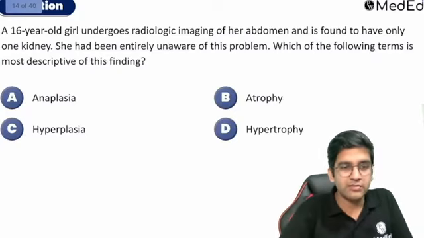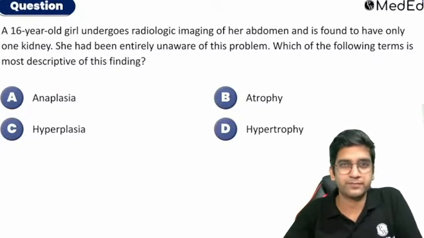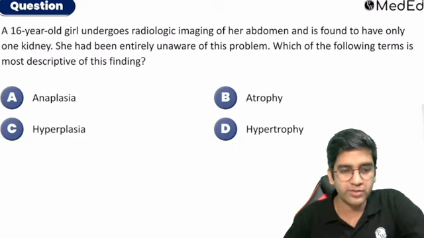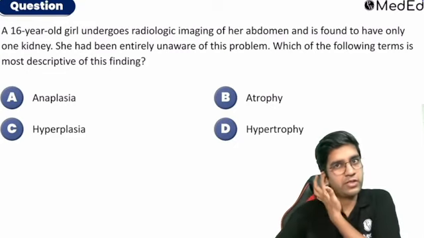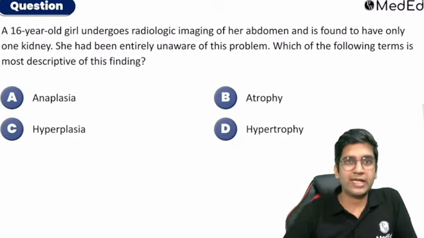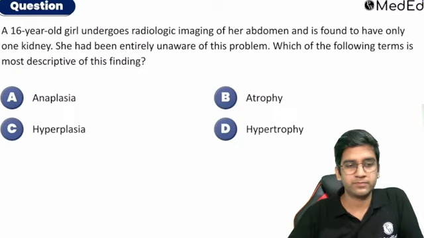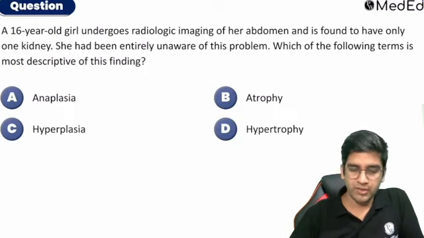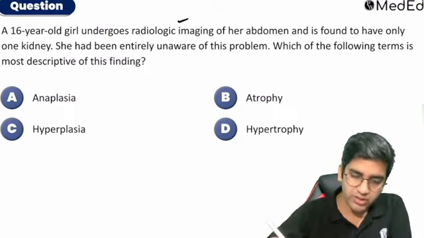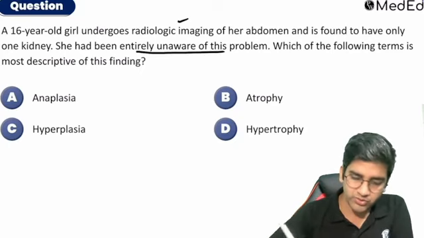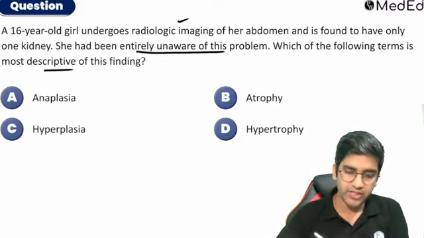We have not learned this, but let's see if you can give a wild guess. This was a PYQ. Once it came, that's why I'm using this. A 16-year-old's radiological imaging of the abdomen was found to have only one kidney. She was entirely unaware of the problem. Which of the following terms is the most descriptive of this finding? She's having only one kidney.